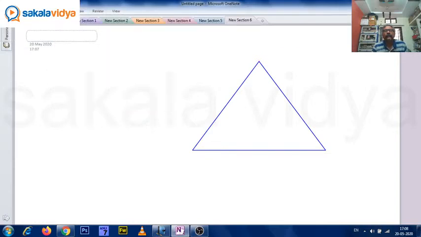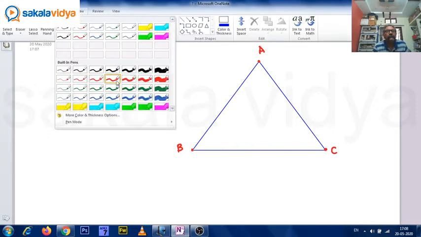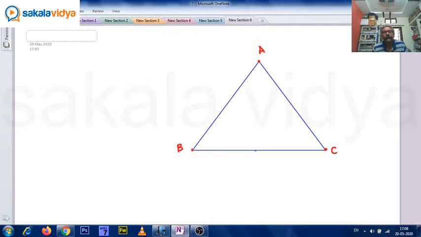For example, let us say A, let us say B, let us say C, with the vertices of triangle ABC. Vertices of triangle ABC. For example, let D be the midpoint of BC, E be the midpoint of AC, F be the midpoint of AB.